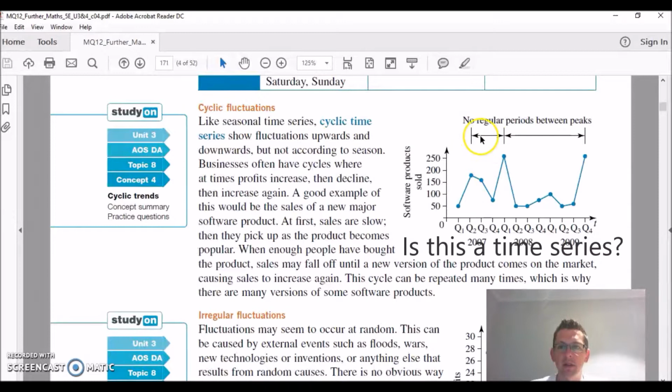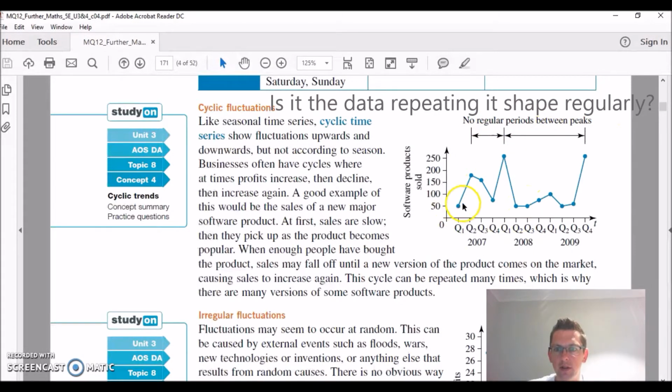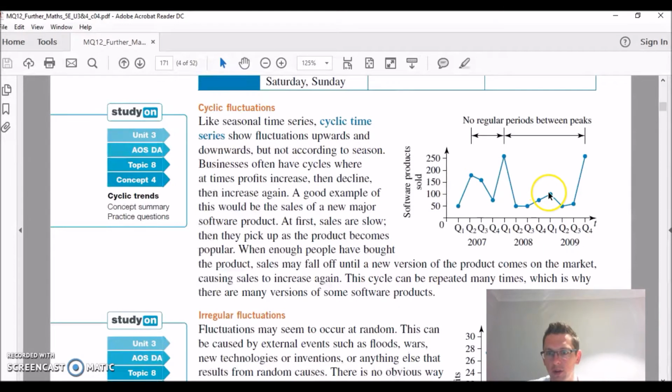So if you look at this example here, you can see that the peaks occur, they're not regular if we look between here. So one occurs on Q2. So, okay, it occurs now on Q1. So we look at Q1 here, it doesn't quite occur there on Q2. So there's no regular periods between those peaks. Therefore, we call that cyclic fluctuation.